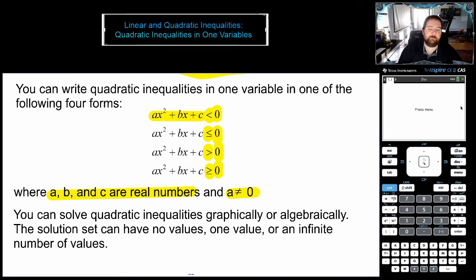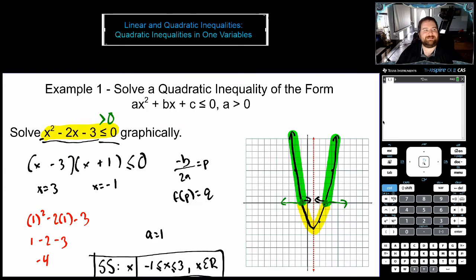And we're going to have a couple videos for this particular mini lesson. We're going to be dealing with solving these quadratic inequalities graphically or algebraically. And there's different methods to do it algebraically, so we'll have one video for each method of solving. And just remember that our solution set can have no values, it can have one value, or it can have an infinite number of values. All right, let's get started.